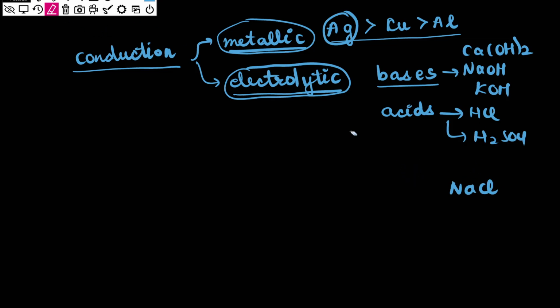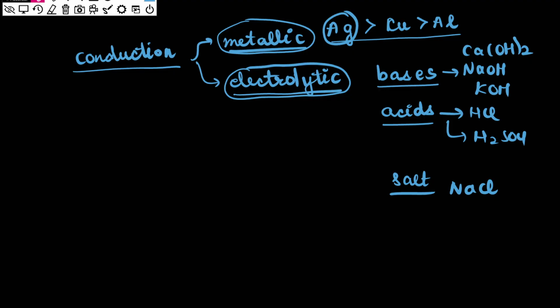KCl we should not consider. NaCl you can consider as a strong salt. So they can carry out the conduction process, and that's why, because these are the electrolytes themselves, they will be categorized under the electrolytic conduction. So the conduction can be of two types: metallic conduction or the electrolytic conduction.